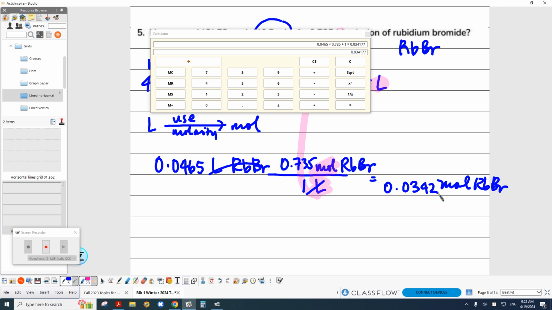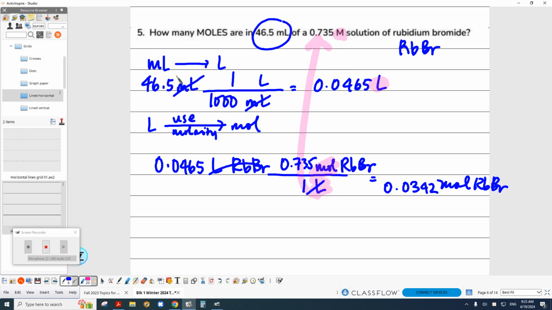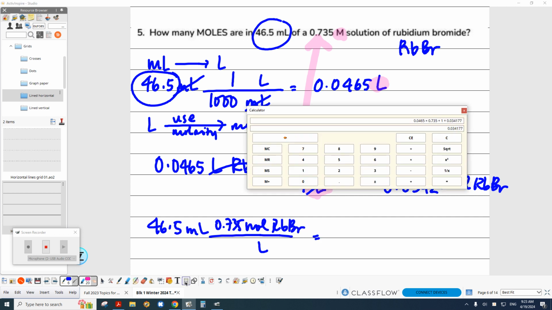Now watch what happened. I'm going to confuse you a little bit. Somebody did not bother to convert milliliters to liters. They just used it straight up like this. They said 46.5 milliliters, and then they put liters on the bottom and moles on the top, 0.735 moles of RbBr. And then they did this calculation. Obviously, this is wrong. Why am I showing this to you? That way you can avoid this in the future.